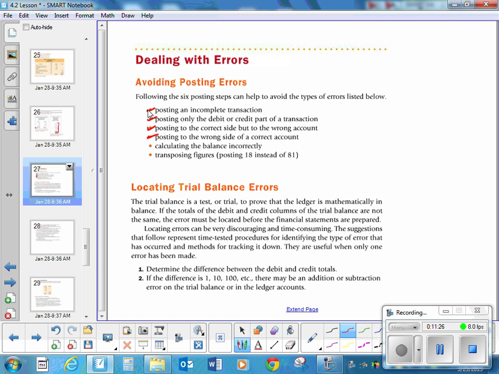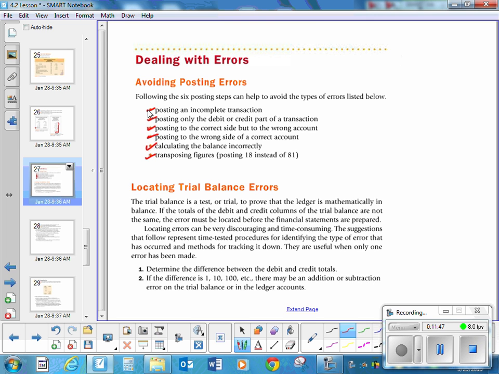Okay. Also, maybe you might calculate the balance incorrectly, which is a hard one to have to go back and find. And a transposing error, this happens a lot in accounting, is when, if you wanted to write 18 and you write 81, that can be a really hard mistake to have to go back and find as well.